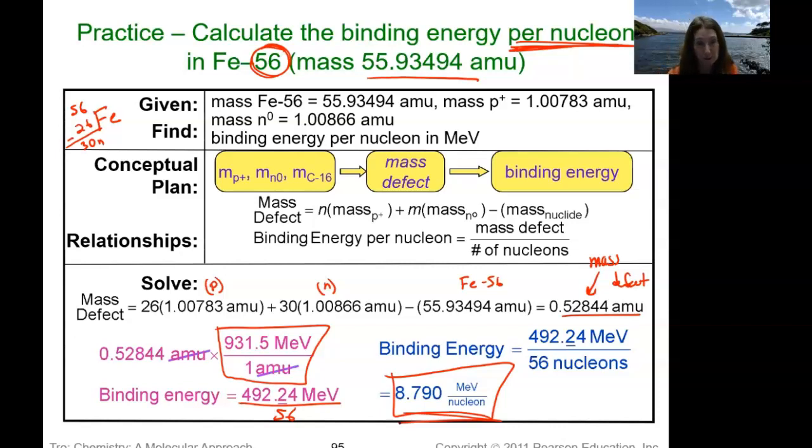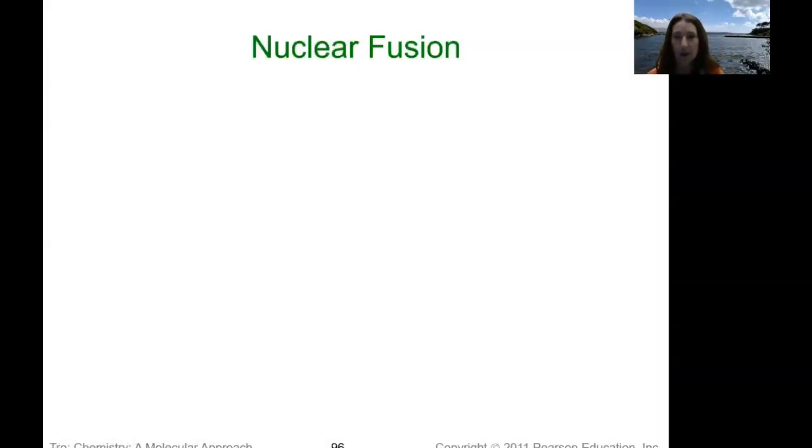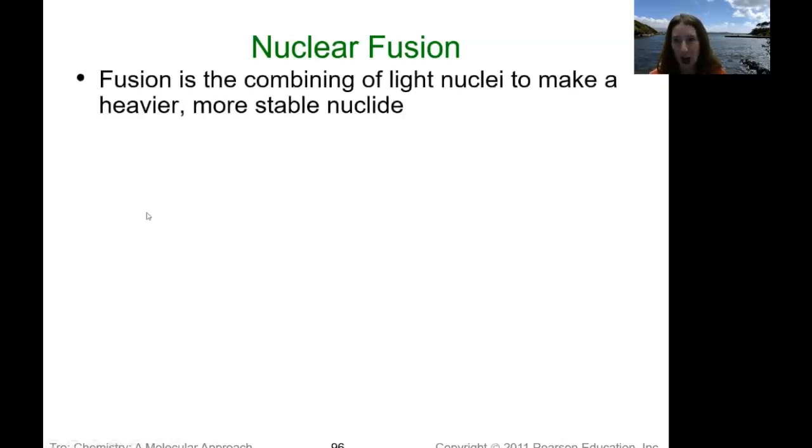Now we've talked about nuclear decay, and we talked about fission. Now we're going to spend a little bit of time talking about fusion. Nuclear fusion is pretty close to the opposite of fission. Instead of splitting atoms, it's combining atoms. It's combining two lighter atoms to make one heavier, stable nuclide.